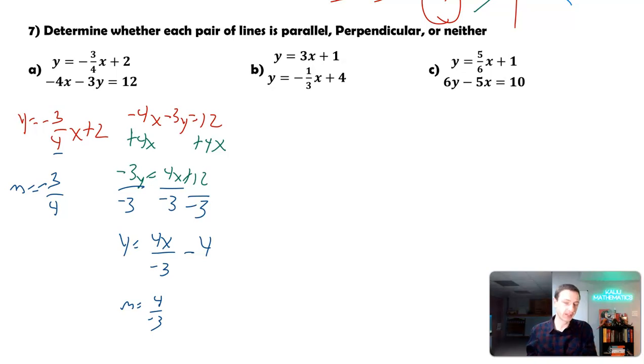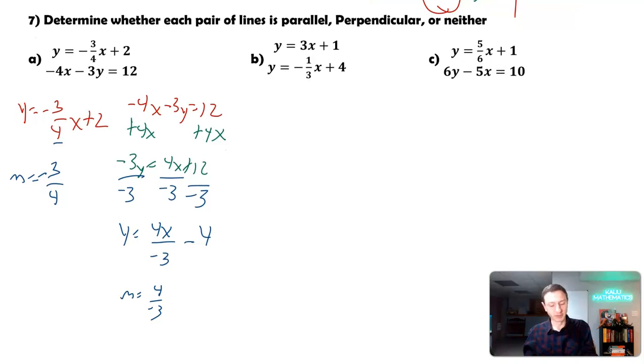So first of all, they're not the same, so we know it's not going to be parallel. They'd have to be the exact same slope in order for them to be parallel. Now let's check for perpendicular. For them to be perpendicular, we want to multiply the slopes together.